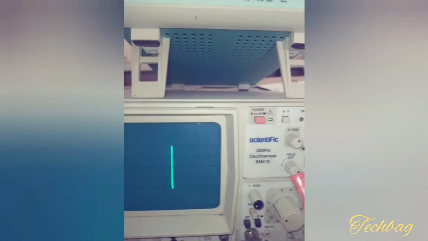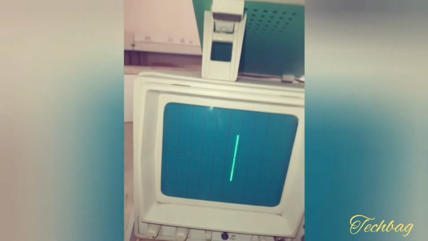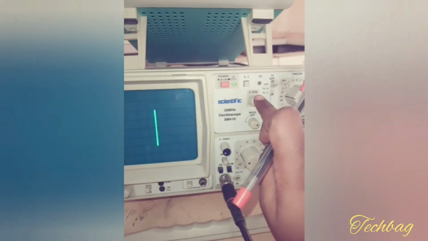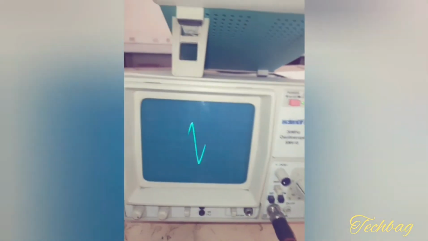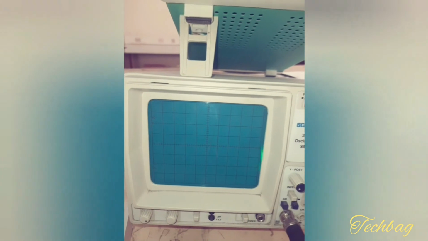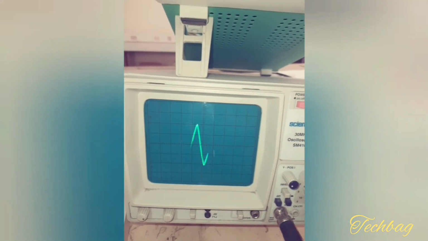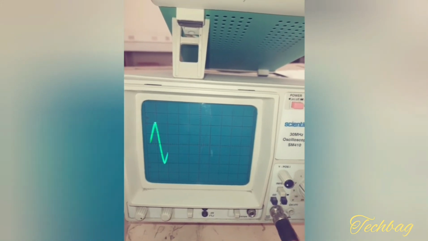Here the number of units is nothing but the number of squares, and each square has 5 divisions, so each division has the value of 0.2. So here the magnitude is 4 into 2, that is 8 volt.